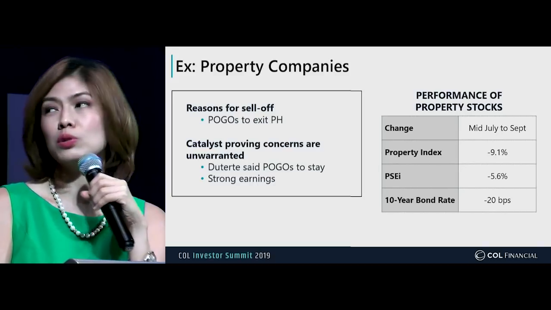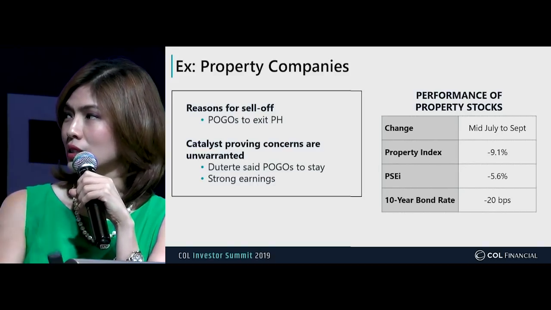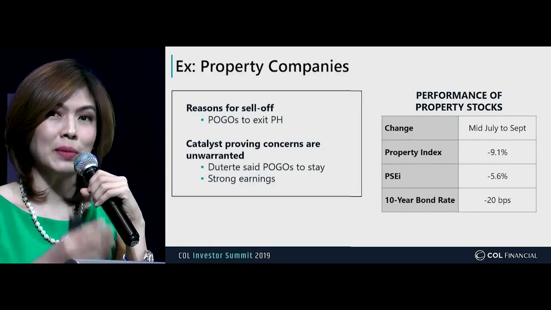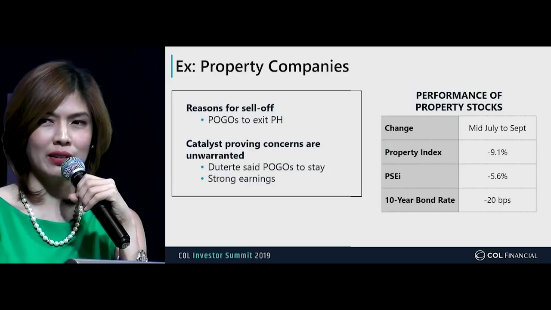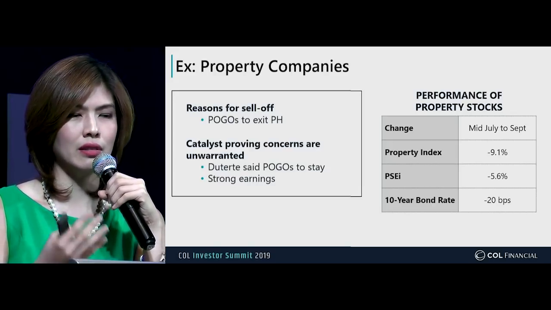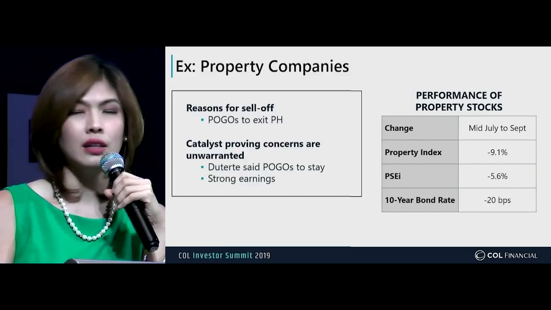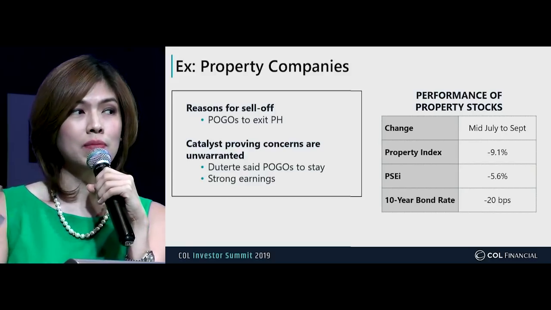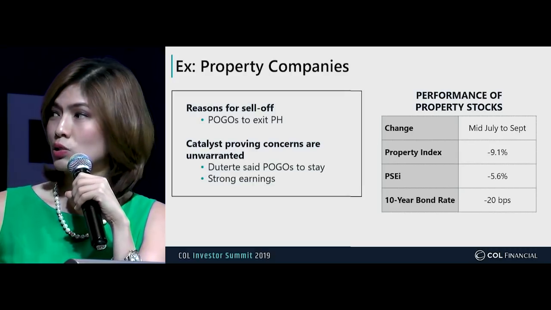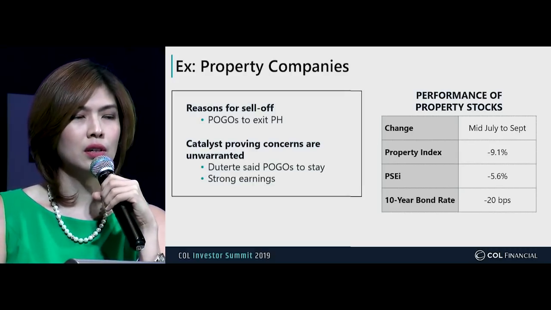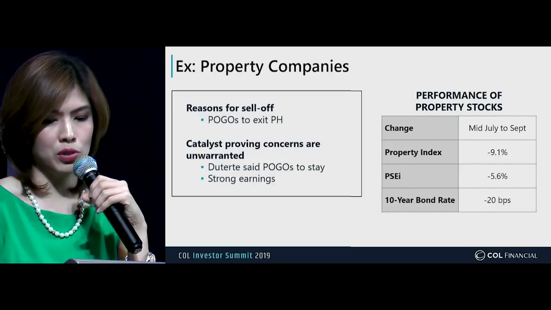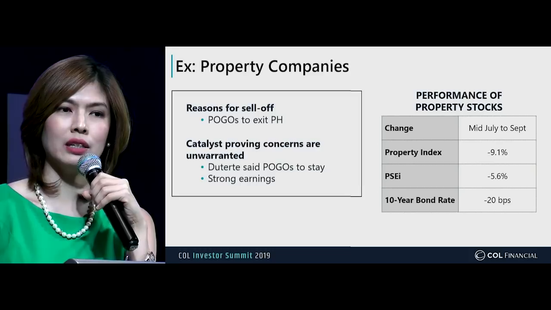Okay, just want to show you how the share prices of property companies have gone down for mid-July to September period where the scare came out. So property index is down 9%, PSEI down 5%. Okay. The theme that we like about properties is falling interest rates. And if you look at interest rates, they're actually down for the same period. So we feel like the sell-off of property stocks is actually an opportunity for people to make money, fundamentally.